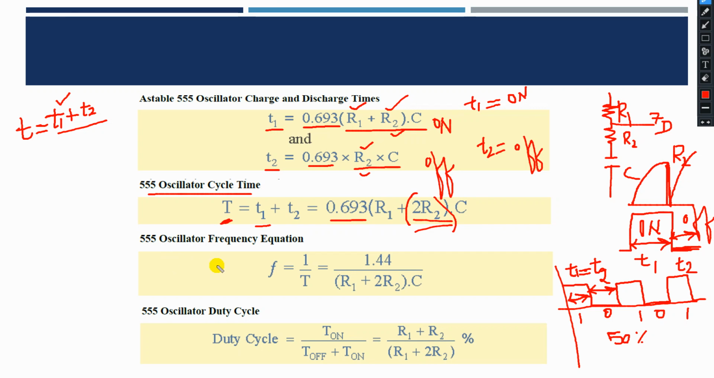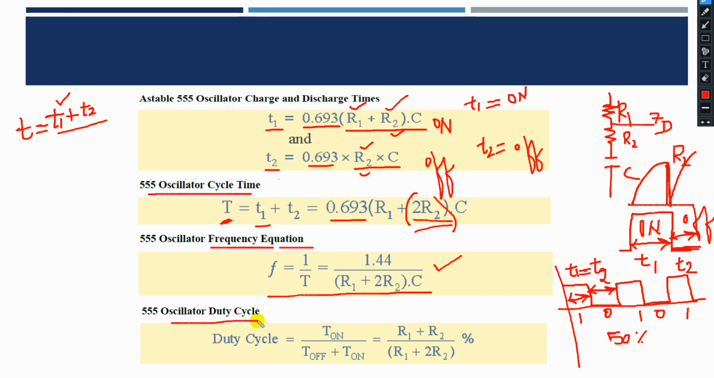Okay. Next, coming to find out the frequency. We all know frequency is equal to 1 by T. So that is equal to 1.44 divided by R1 plus 2 times R2, into C. It's a standard formula, and this gives you the frequency. What is the formula? 1.44 divided by R1 plus 2 times R2 into C. So this gives you the frequency equation.